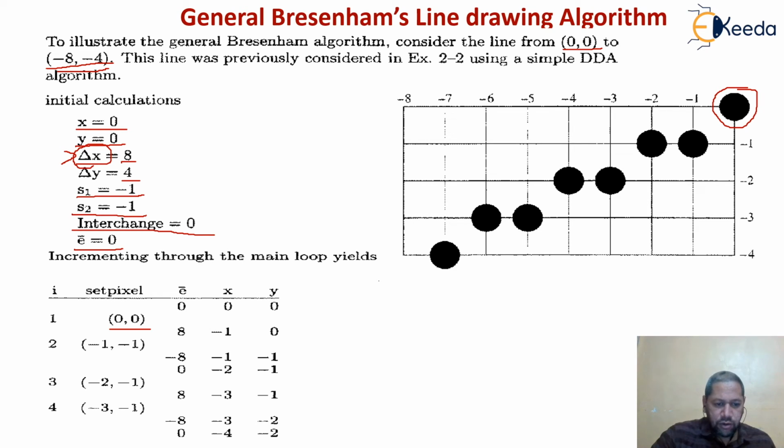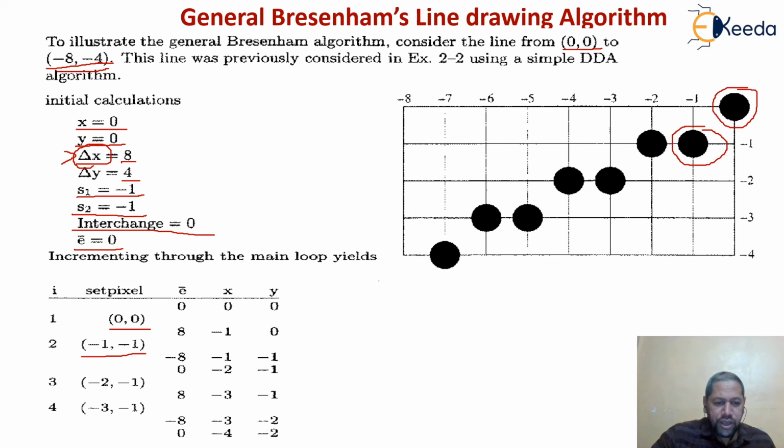After that, as per my calculation, as I complete the loop, my e bar is 8. E bar is 8, which means it is positive. If e bar is positive, there is no need to look at the y value, so x value is -1. In this case also I have to go for my y value, incrementing through the while loop as per our previous slide. So my next point will be -1, -1.